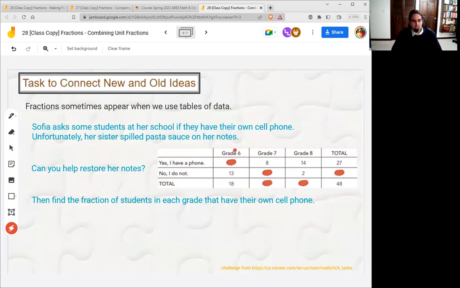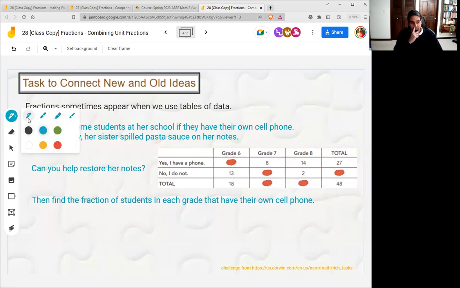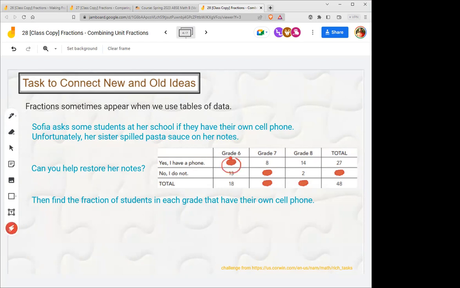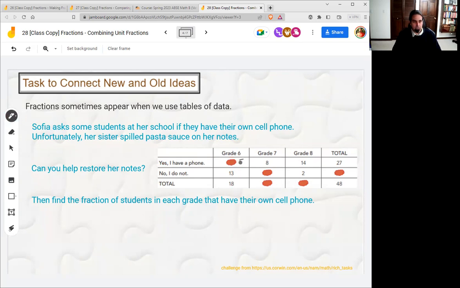So in the 6th grade, there were 18 total. 13 said, no, I don't. So how many do have a phone? 5. We want these to add up to 18. So this one has to be 5. Grade 7, I can't do that yet. Grade 8, 14 have a phone, 2 don't.